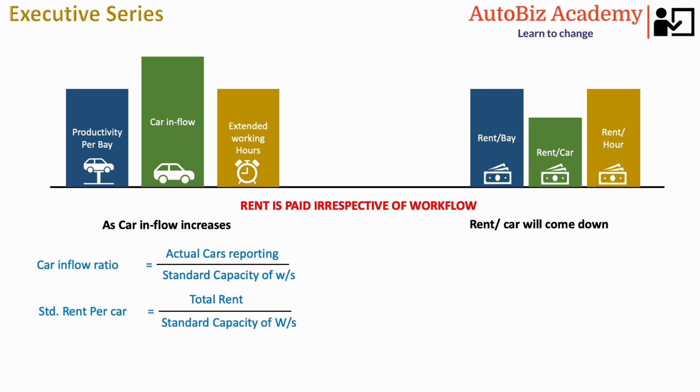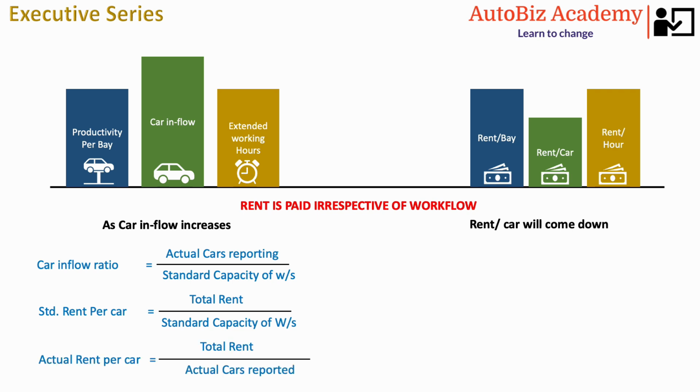Standard rent per car: total rent paid divided by the standard capacity of the workshop. Whatever rent you are paying, and whatever the standard capacity of the workshop is, whether it is 1500, 1600 or 1400, divide your rent by it. So you will get the standard rent per car.